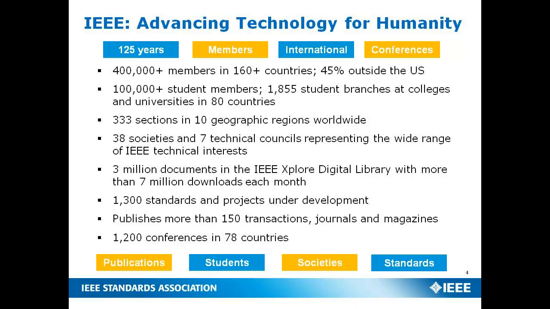IEEE is a global member organization known throughout the world. In fact, there are over 400,000 IEEE members located in over 160 countries, who represent hundreds of IEEE sections in 10 IEEE geographic regions. In India, for example, there are over 37,000 IEEE members in 11 different geographic sections. And these numbers are expected to grow.